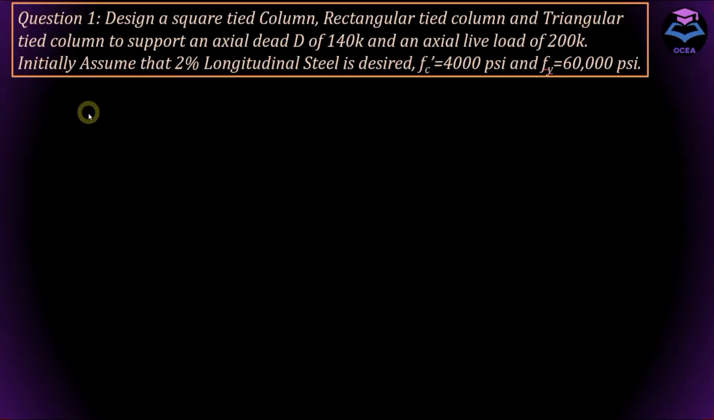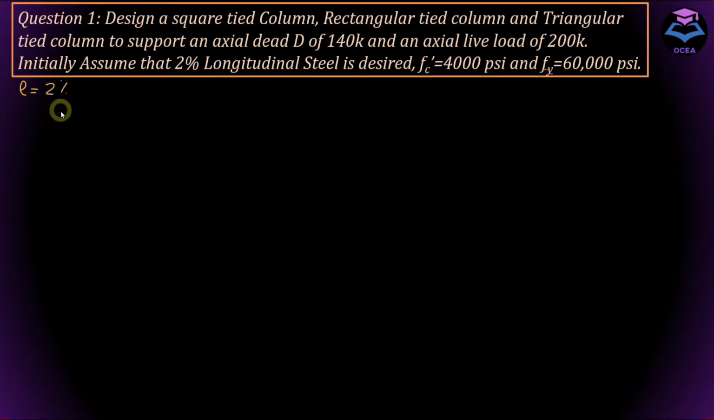In this lecture I'm going to solve a column design problem, and the question says: design a square tied column, rectangular tied column and triangular tied column to support this load. Dead load is equal to 140 kip and live load is equal to 200 kip. Initially we have to assume the percentage of steel equal to 2%, that is, rho is equal to 2%. The material properties are given as Fc prime equal to 4 ksi and Fy equal to 60 ksi.